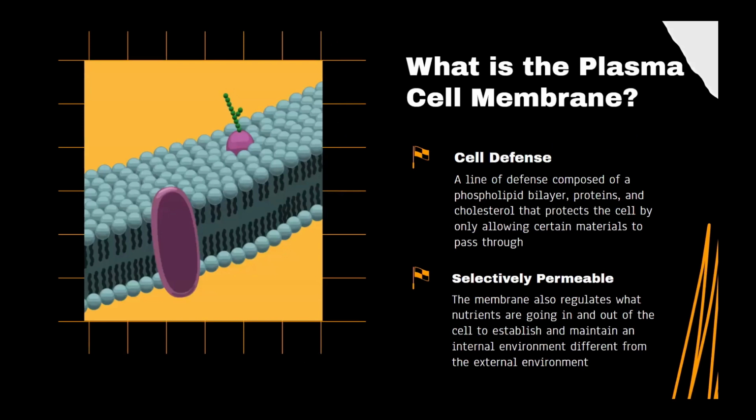Finally, we have the plasma cell membrane. So the plasma cell membrane acts as a gatekeeper. It acts like a defensive wall for certain materials to not be in the cell, and it's also selectively permeable, which means it regulates what can go in and out and establishes that homeostasis so that the cell is stable.